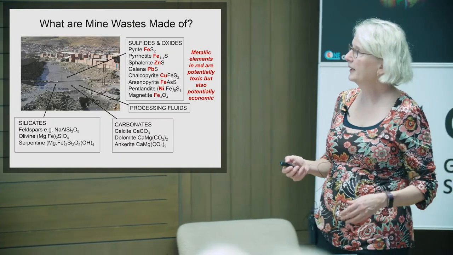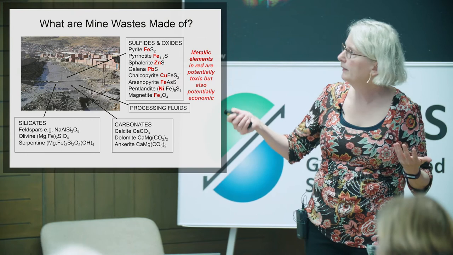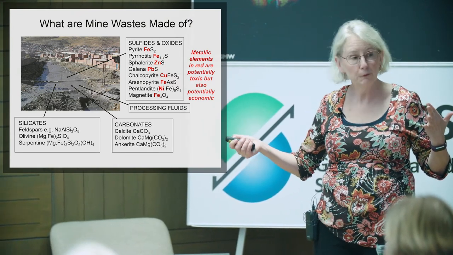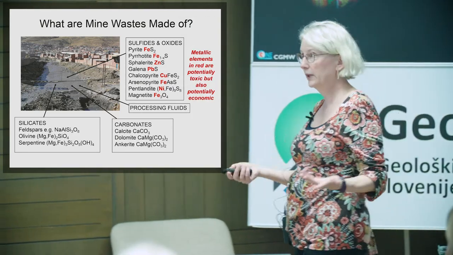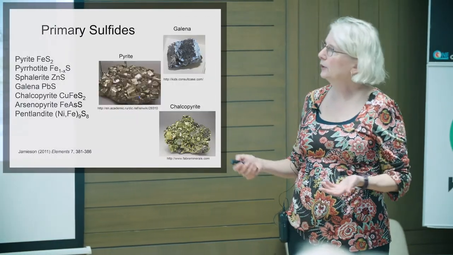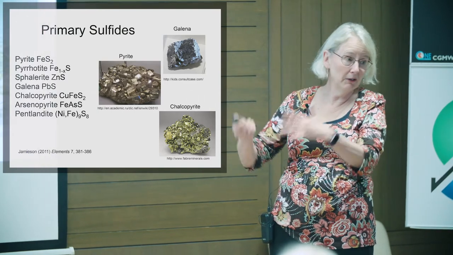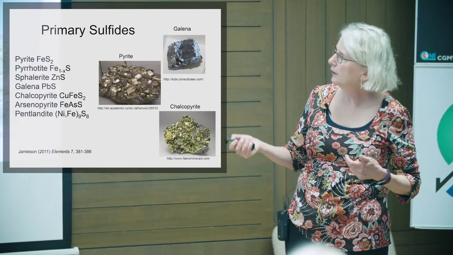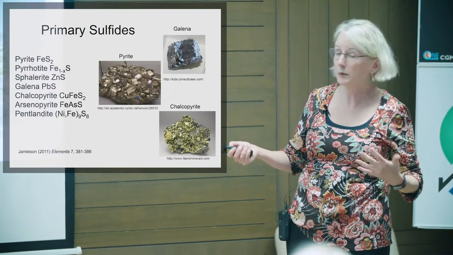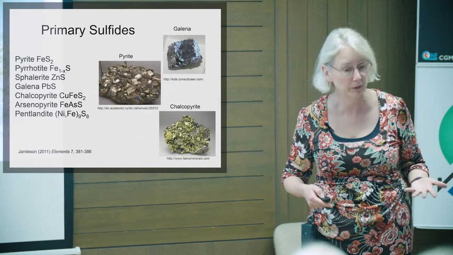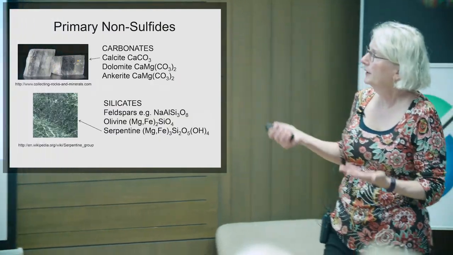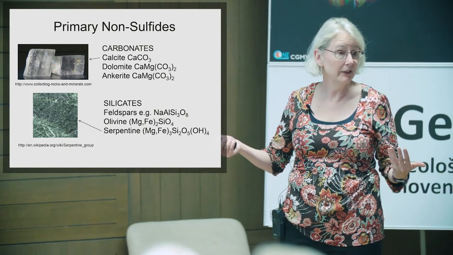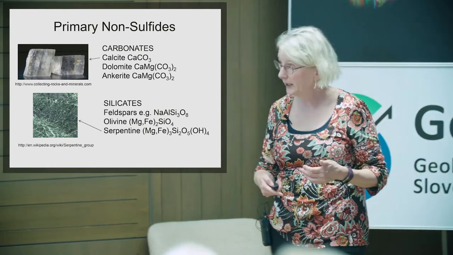So you've also seen this slide. Again, we know that mine wastes contain all of these minerals, and we can study these minerals and the reactions between them and the fluids to work out what's going on in our mine wastes. The more we know about all these minerals, the better off we are to be able to interpret our geochemical data. Here are sulfides, our various ores, which tend to be the starting point if we're dealing with sulfide ores. Here are the non-sulfides, the carbonates and the silicates. So understanding these minerals helps us understand the reactions as well.